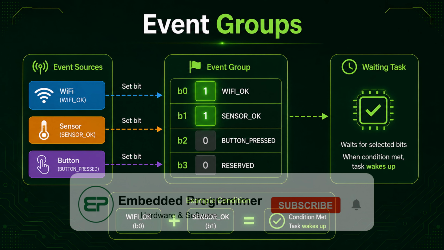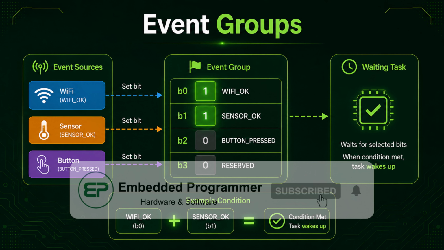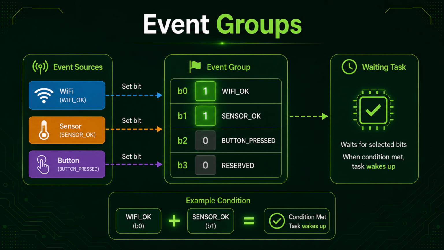Event groups allow tasks to synchronize using multiple event bits stored inside one shared object. Each bit represents a condition such as Wi-Fi connected, sensor initialized, or button pressed. Tasks or interrupt handlers can set individual bits when events occur. Another task can wait for one selected bit, any selected bit, or all selected bits to become active. For example, a startup task may wait until both WIFI_OK and SENSOR_OK are set before beginning normal operation.